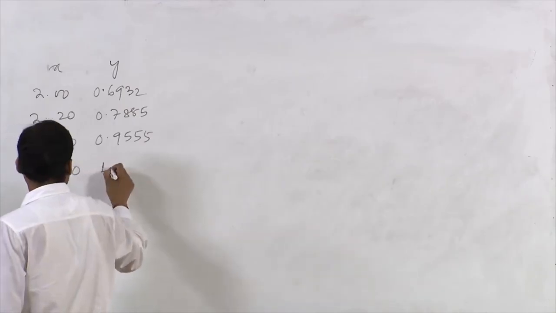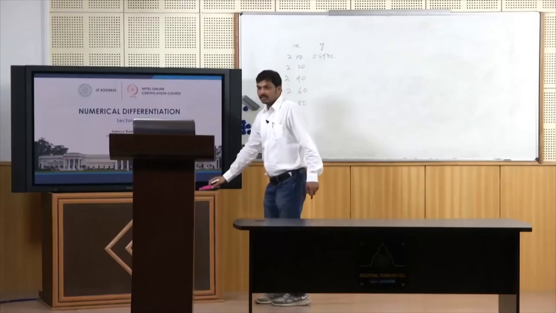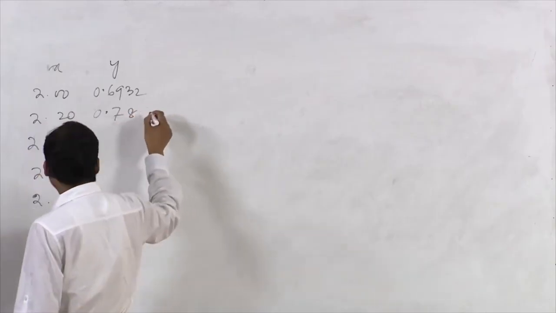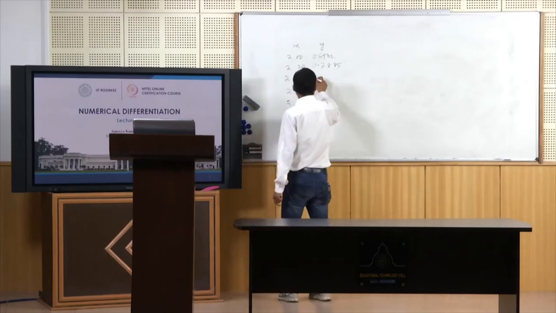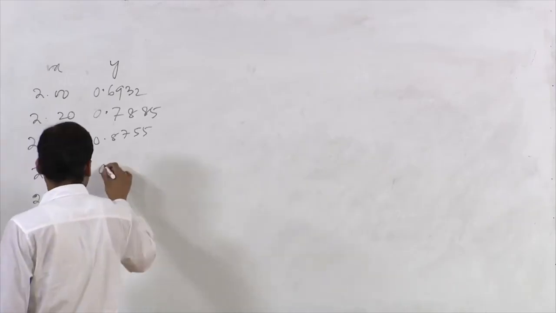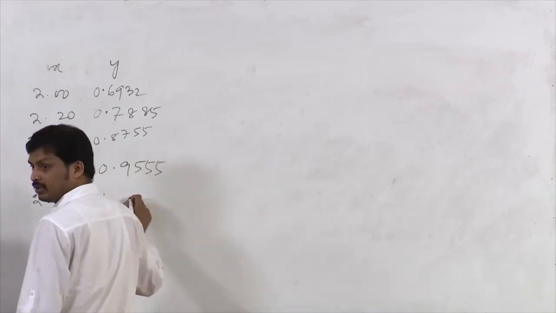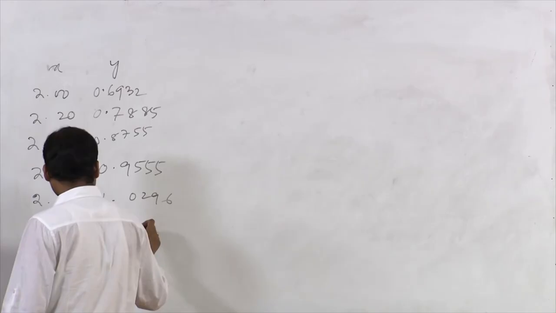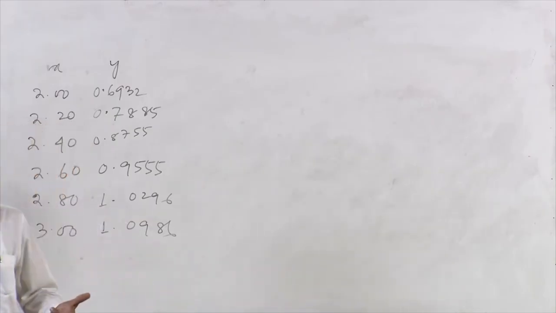Sorry, one more point I have missed here. Let me write these points again: 0.7885, at 2.40 it is 0.8755, then at 2.60 the value is 0.9555, at 2.80 the value is 1.0296, and at 3.0 the value is 1.0986.